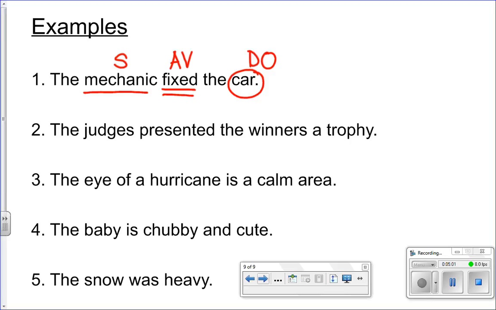If we have a direct object, we should always check to see if there's an indirect object. The only word that falls between the verb and the direct object is the, which is an adjective describing car, so it is not an indirect object.